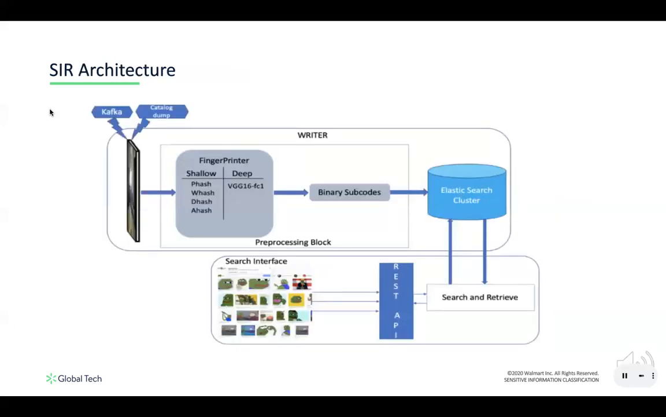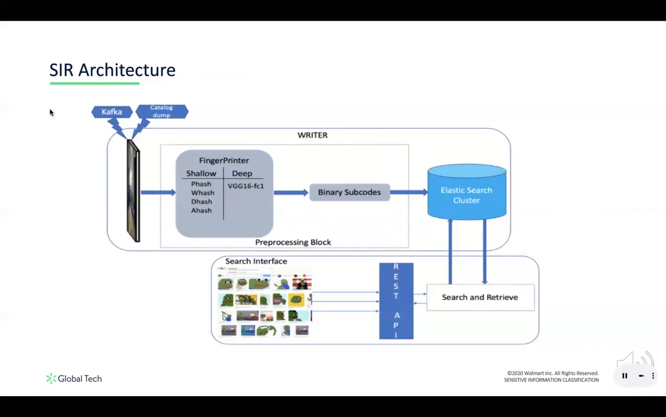The catalog data is pushed into a Kafka queue. Images consumed from the queue go through a feature extractor. In this case, we use the fully connected layer 1 of VGG16. Subsequently, the binary subcodes are generated from the embeddings extracted from VGG16 as discussed in the previous slide. These subcodes then get stored in the Elasticsearch cluster.